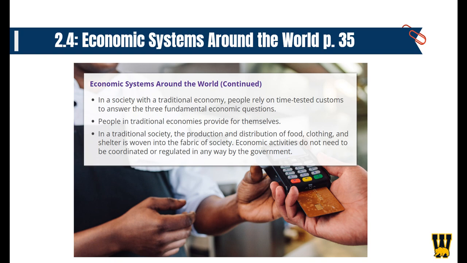Economic systems around the world continued. In a society with a traditional economy, people rely on time tested customs to answer the three fundamental economic questions. Remember, those questions were: what goods and services should be produced? How should these goods and services be produced? How should the people share goods and services? People in a traditional economy provide for themselves.